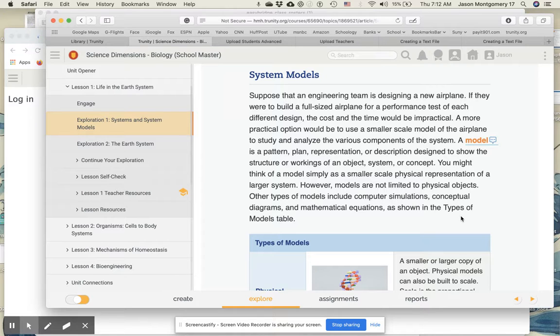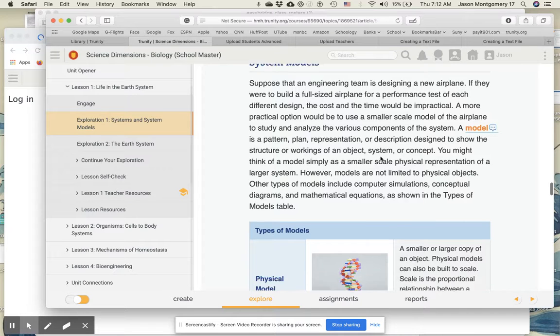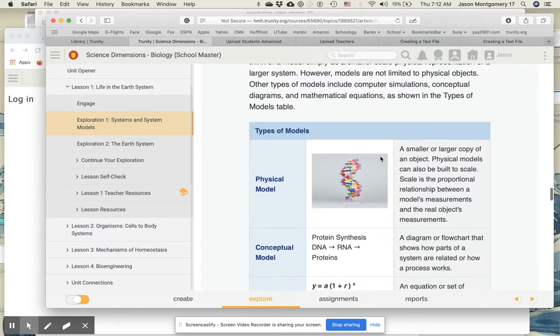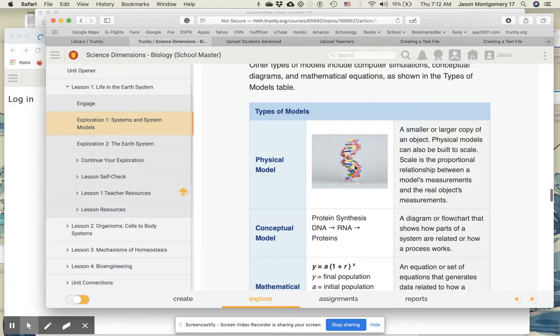So in this course, you're going to be using a lot of models, okay, to represent things. So technically, a model is a pattern, a plan, or a representation or description designed to show the structure or working of an object, system, or concept. Okay, so you should be very familiar with models, right? Here's a model of the DNA, right? So this is a physical model.